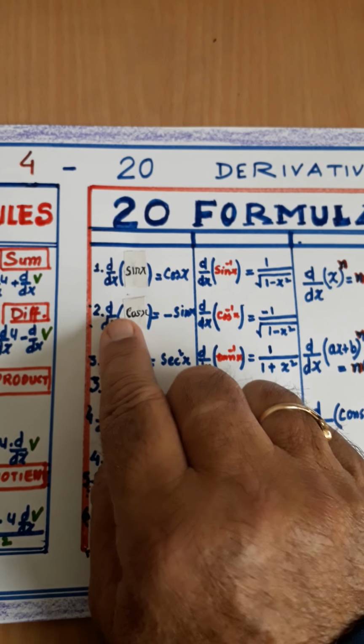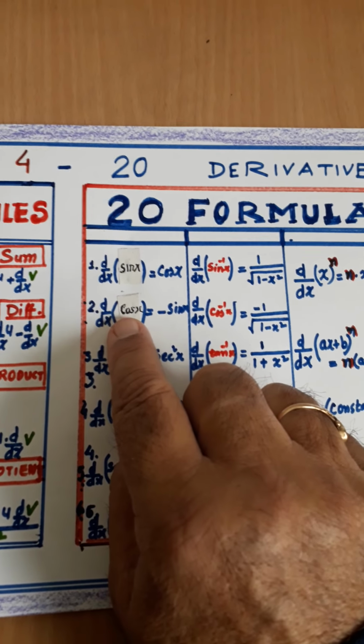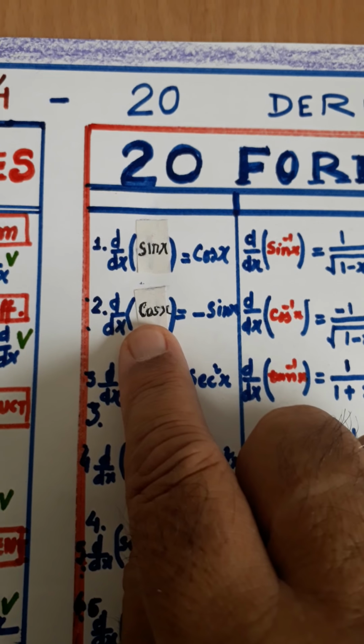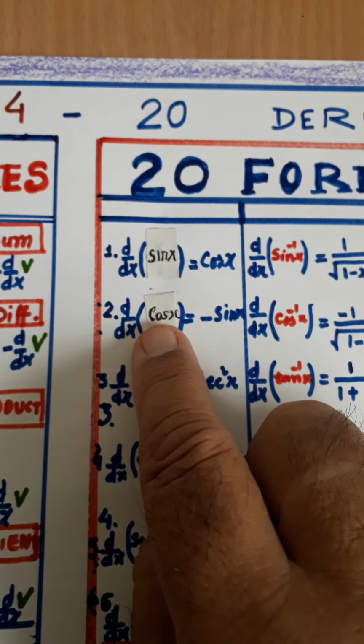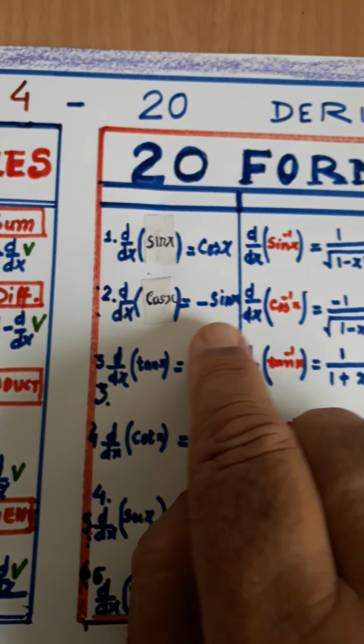d/dx of cos x is minus sin x. It is starting with c. Those functions which are starting with c, their derivatives are negative.